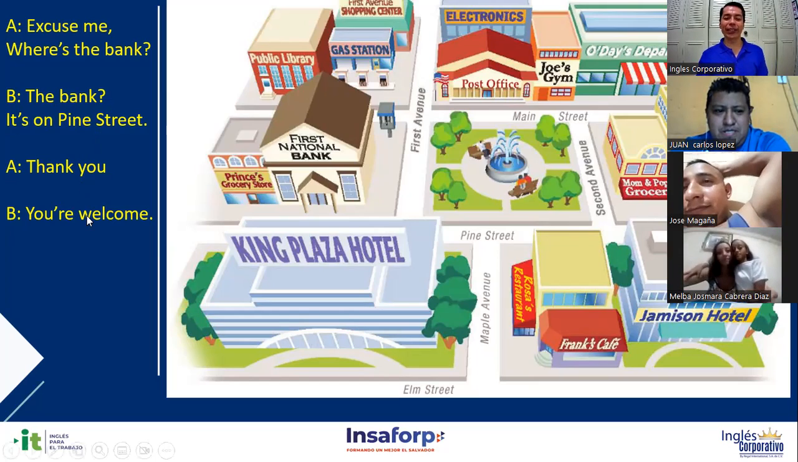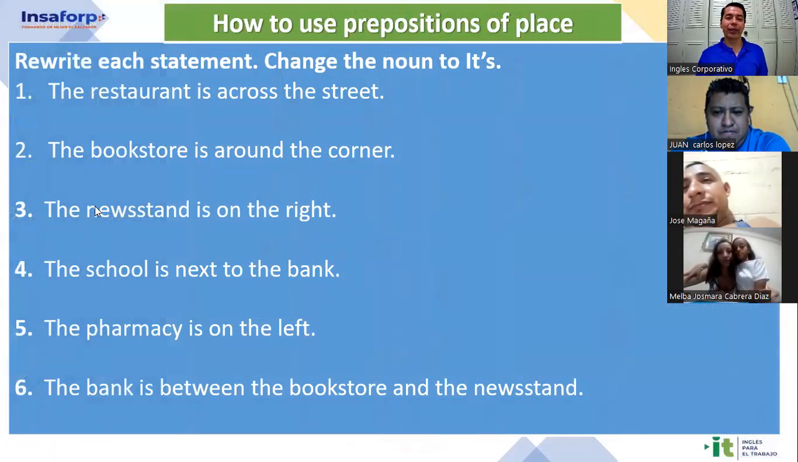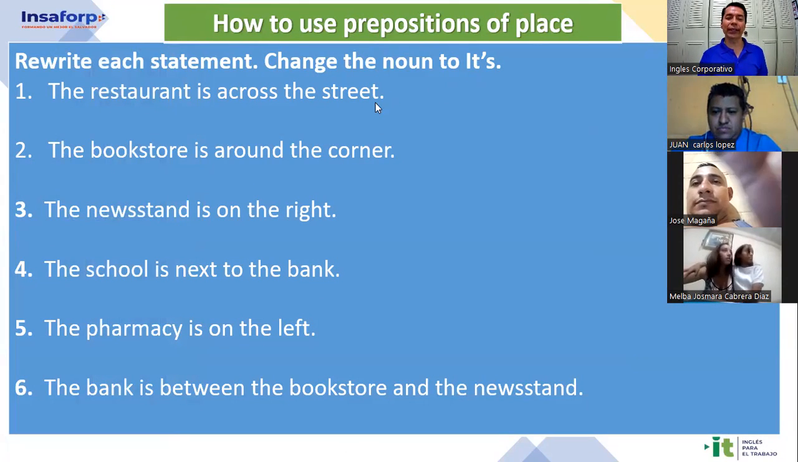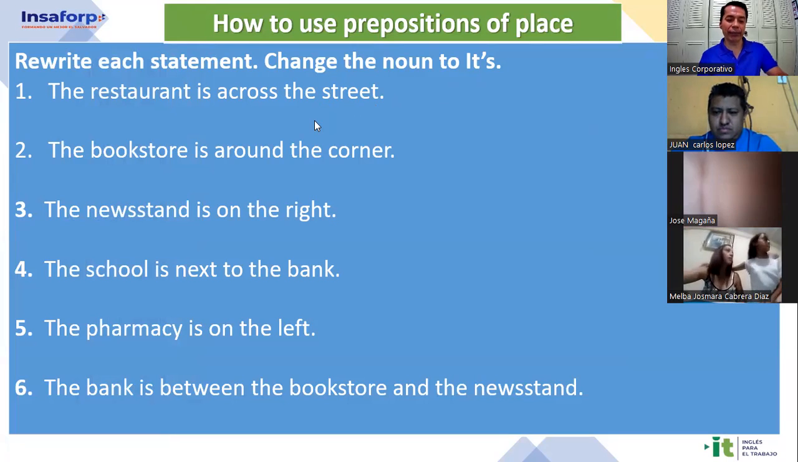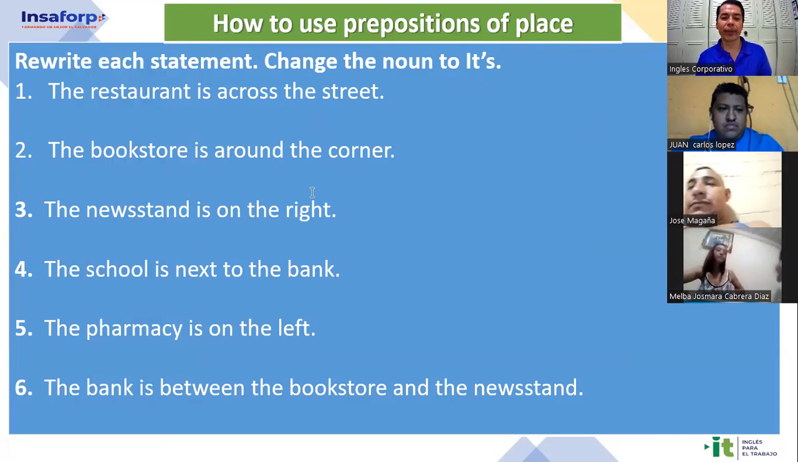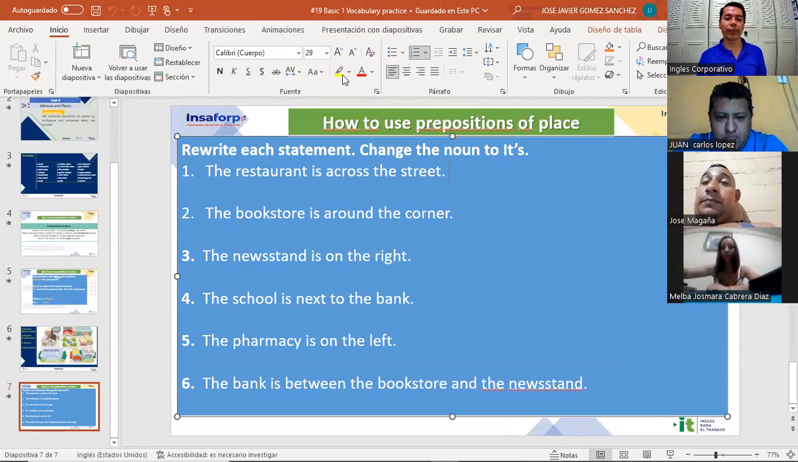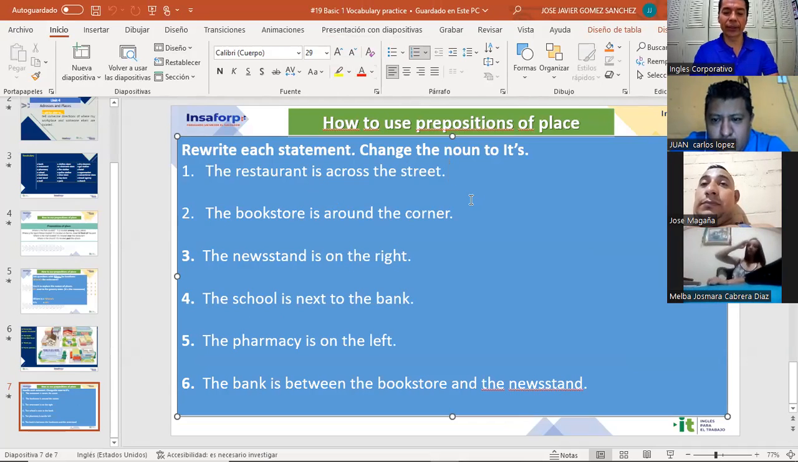Good. Now let's continue. How to use preposition of place, right? This is a very easy exercise. You are going to substitute the noun to its, right? I will give you the first example. Look. The restaurant is across the street. It's across the street.